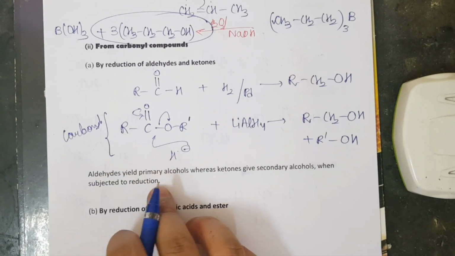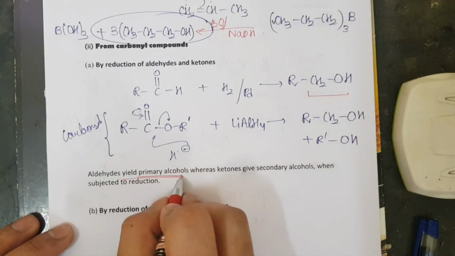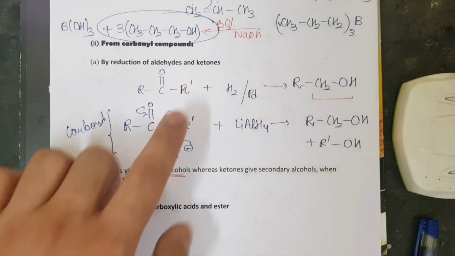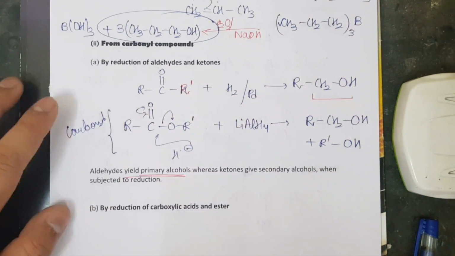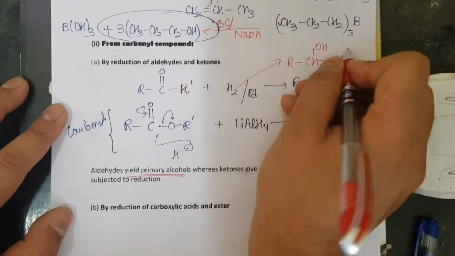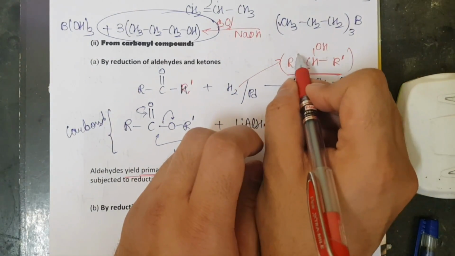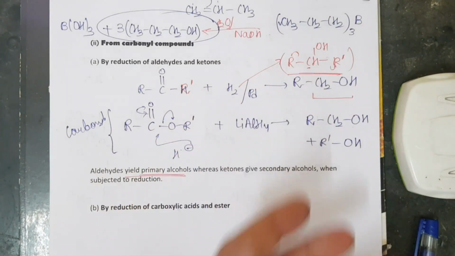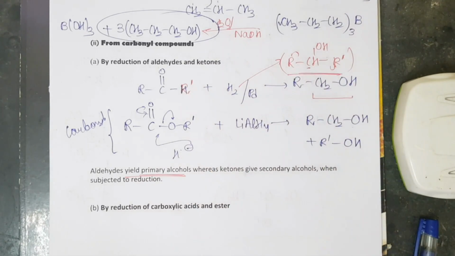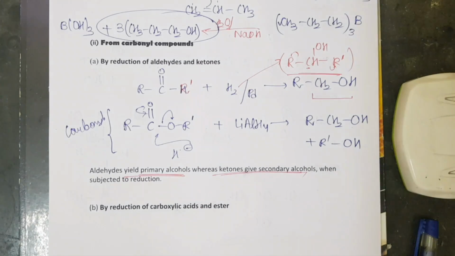Now aldehydes yield primary alcohols. You can see this alcohol is a primary alcohol, whereas if I had taken a ketone here, this would be RC double bond O R dash. I would have got the formation of RCHOH R dash. So this is a secondary alcohol because this carbon is attached to 2 different groups. Even if they are the same, it is still secondary because this carbon is attached to 2 carbons. So ketones give me secondary alcohols when subjected to reduction. I hope that this point is clear to you.